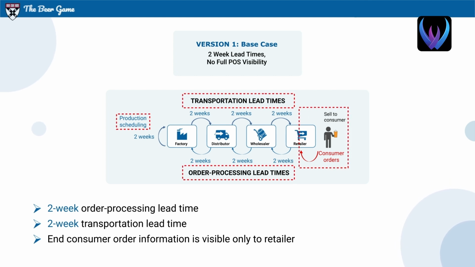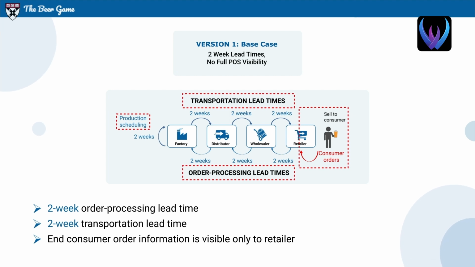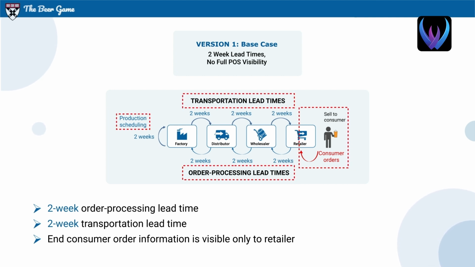Between the end consumer and the retailer, there is no lead time in order processing or transportation. That is, when end consumers order from the retailer, the order is processed by the retailer immediately, and product is delivered immediately if the retailer has sufficient inventory. In this version, end consumer order data are visible only to the retailer and not the other supply chain roles. We refer to this version as having no full POS visibility.